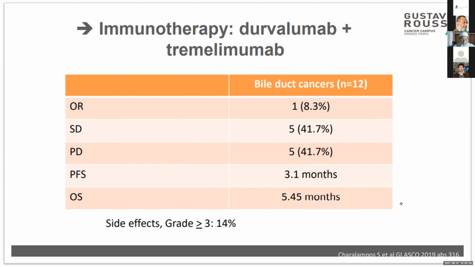The combination of durvalumab with tremelimumab is also an ongoing trial, which was presented at ESMO 2019. They also show some objective response of the disease, as partial response or stable disease.